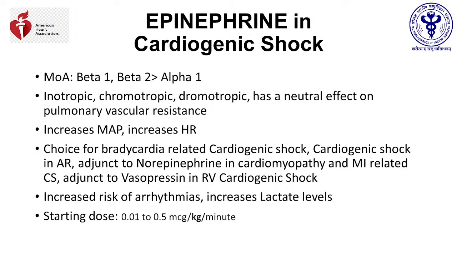Epinephrine in cardiogenic shock: beta 1 action is most, beta 1, beta 2, and relatively less action on alpha 1. It has inotropic, chronotropic, and bathmotropic effects, and a neutral effect on pulmonary vascular resistance. Increases MAP, increases heart rate. So it is the choice of drug for all patients who have bradycardia or where you want tachycardia. Bradycardia-related cardiogenic shock in AR, as we have discussed, to reduce the diastolic filling time. Adjunct to norepinephrine in cardiomyopathy and MI-related cardiogenic shock. Adjunct to vasopressin in RV cardiogenic shock. Increased risk of arrhythmias, increases lactate levels. Starting dose is 0.01 to 0.5 mcg per kg per minute.